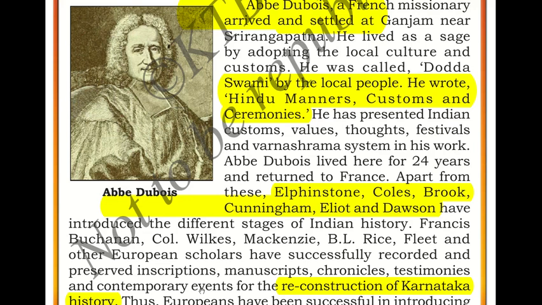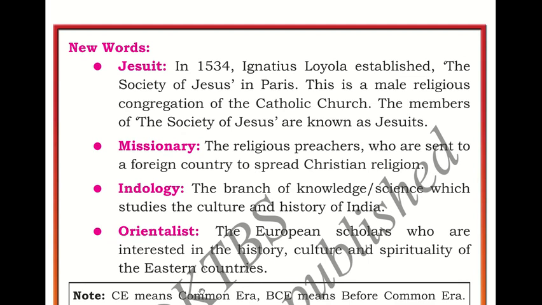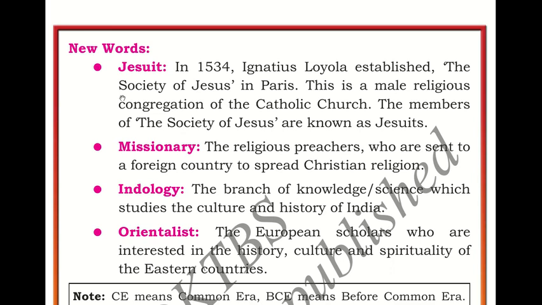Now, let's continue. Here we have the new words. So let's start from the top. The first word is Jesuit. Let's see where the word comes from. In 1534, Ignatius Loyola established the Society of Jesus in Paris. This is a male religious congregation of the Catholic Church. The members of the Society of Jesus are called Jesuits. So we learnt about the Jesuit priests. So this is where the word comes from.